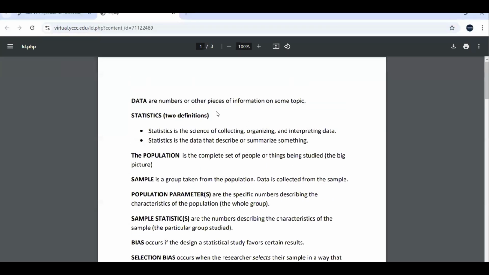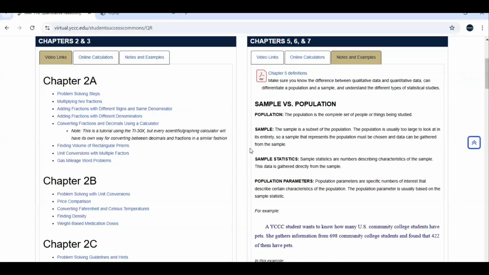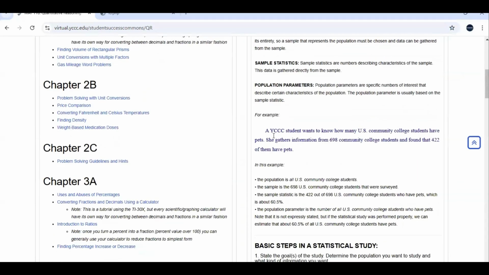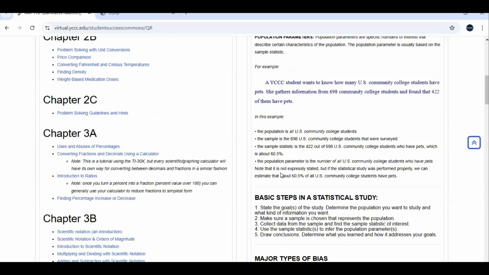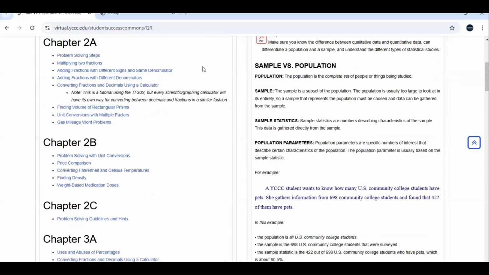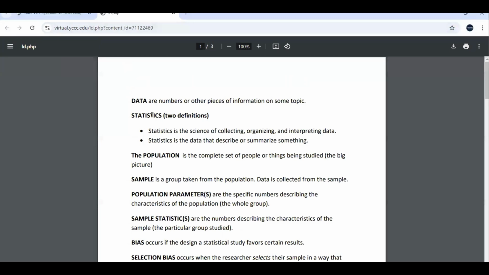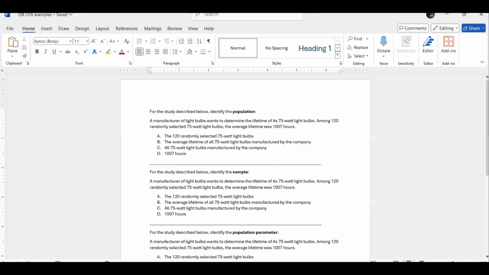Back on this page, we have those definitions again, and also an example that goes with it, similar to this one here. So if you need another example, go ahead and check this out. So let's use this definition sheet to help us answer the question we have here.